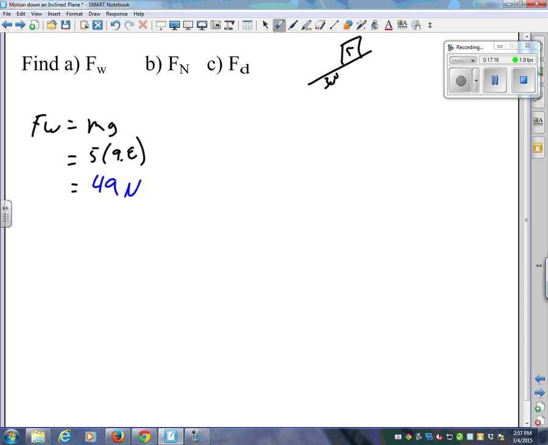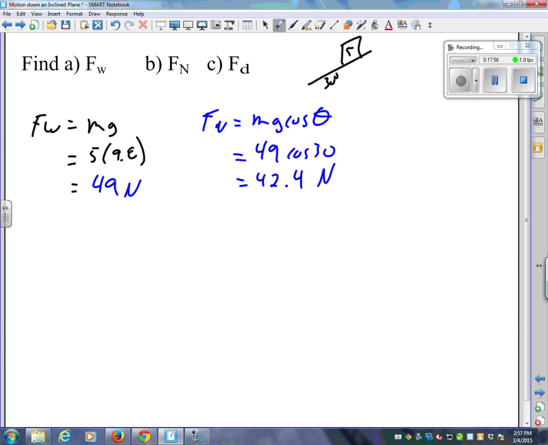Okay, now the normal force, Fn, our new toy, is mg cos theta. We've already got our m and g. It's going to be 49 cos 30, which is about 42.4 newtons. Again, that normal force is what's contributing to friction.